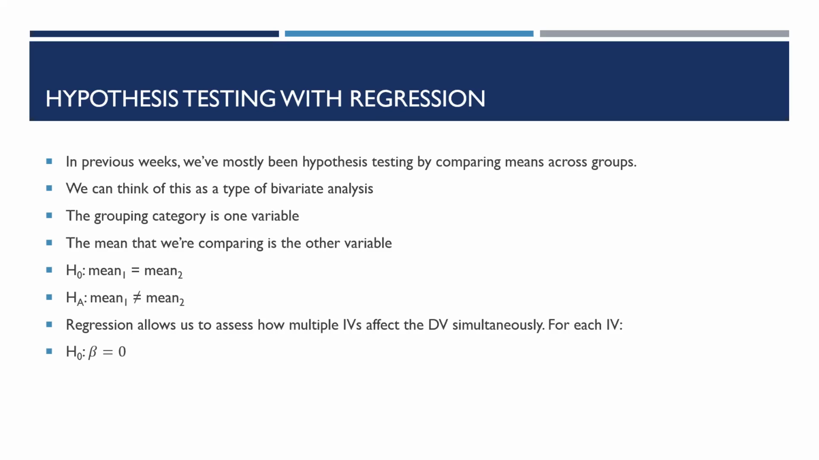So once you start estimating regressions in Excel, you'll get this output with regression coefficients. For each independent variable that we're interested in, the null hypothesis essentially is that beta equals 0, meaning that the independent variable has no effect on the dependent variable, that it's 0. And then the alternative hypothesis, just like if we're comparing means, is that the beta or the coefficient is different from zero.